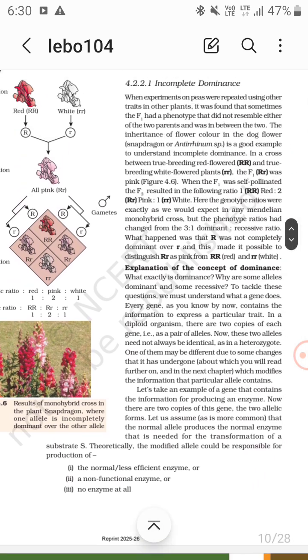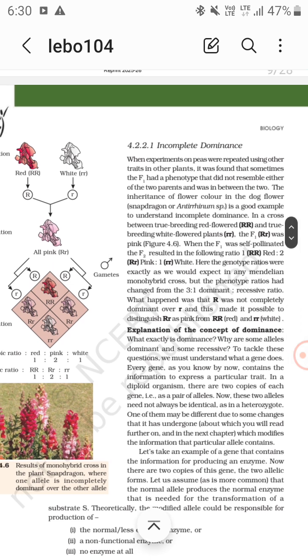Now what is incomplete dominance? There was dominance when, in a dissimilar pair of alleles, one is dominant over the other. But in the case of incomplete dominance, when experiments were repeated, we found that F1 had a phenotype that did not resemble either of the two parents and was in between them, as both alleles are showing their characters partially.